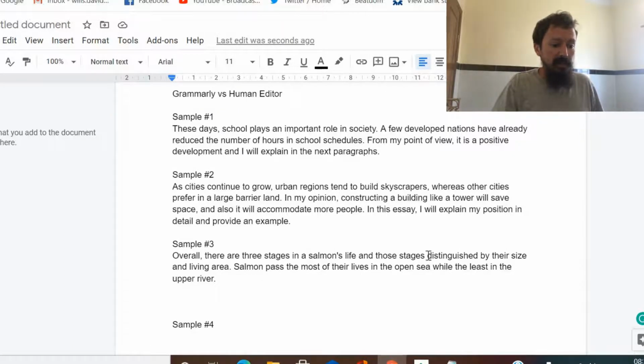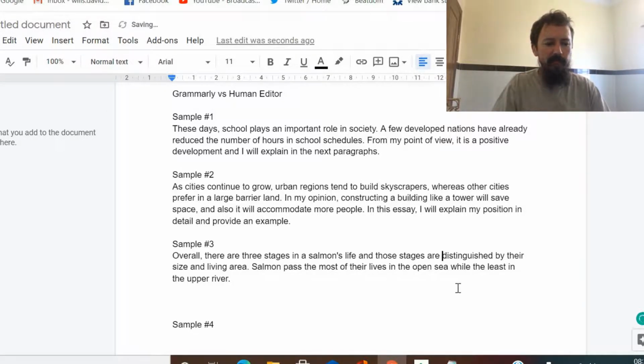And those stages distinguished by their size and living area. Yeah, so the problem here is we need to use the passive form of distinguished. Yeah, so we can put in are here, the plural form there, by their size and living area. I suppose that could be correct. Yeah, I would have to look back to the chart, to the diagram. Salmon pass the most of their lives. Okay, so that's a problem.